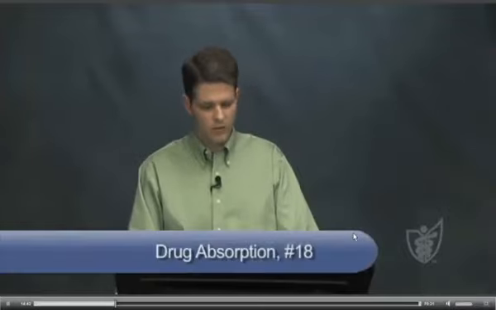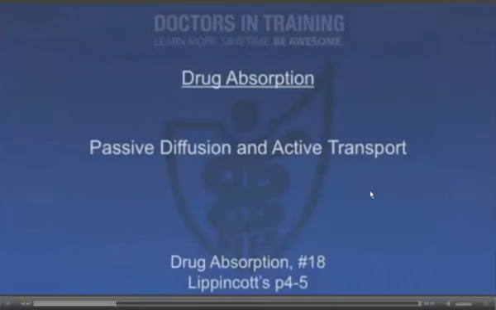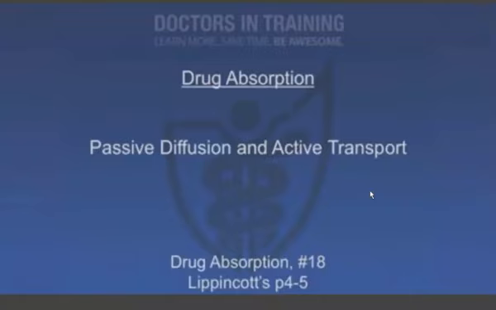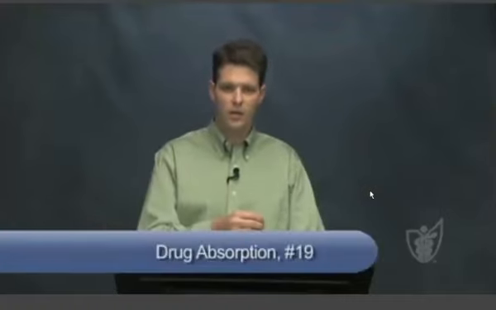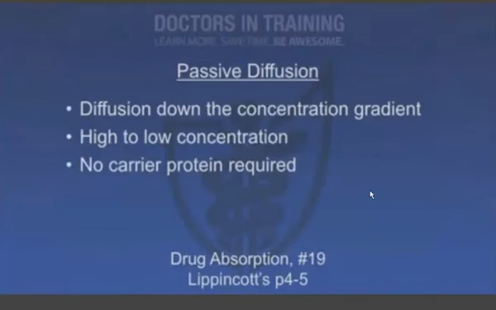So we need to talk about how these drugs get out of the GI tract. How are these drugs transported out of the GI tract? The two main ways are passive diffusion and active transport. In passive diffusion, or passive absorption, the drug is passing through a cell membrane down its concentration gradient, from an area of high concentration to an area of low concentration.